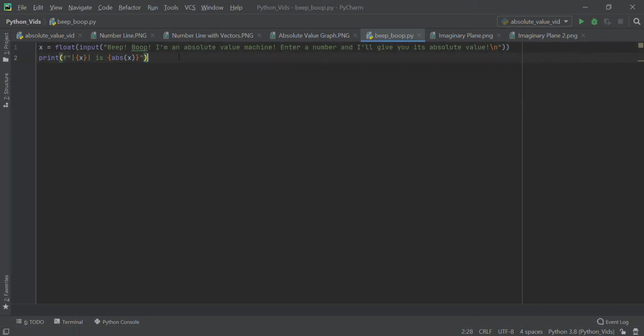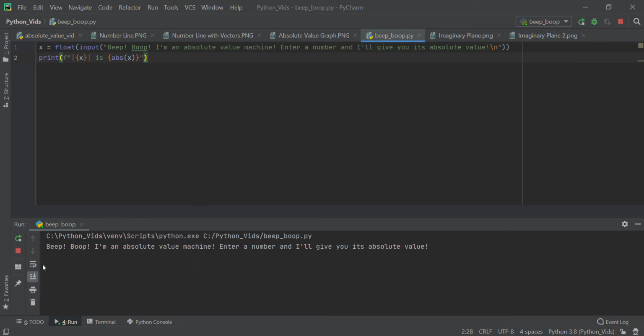I deliberately try to keep it very simple. A 2-line program where we're making our beep boop beep absolute value machine. Let's just see what happens and compare what the user sees versus what we know happens on the back end. If we were to run this, you see it says beep boop, I'm an absolute value machine, enter a number and I'll give you its absolute value, right?